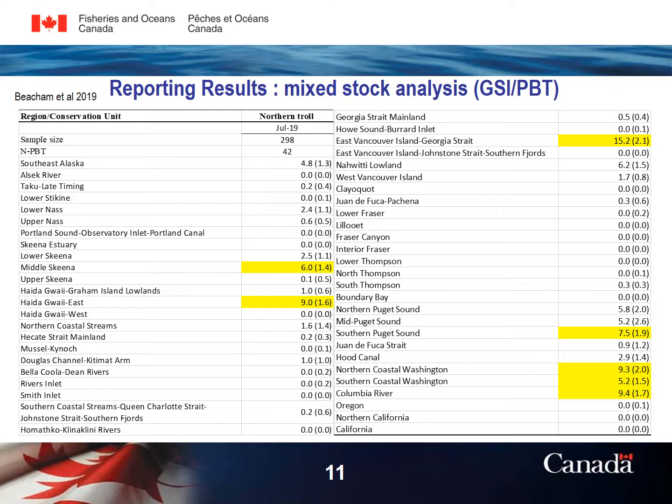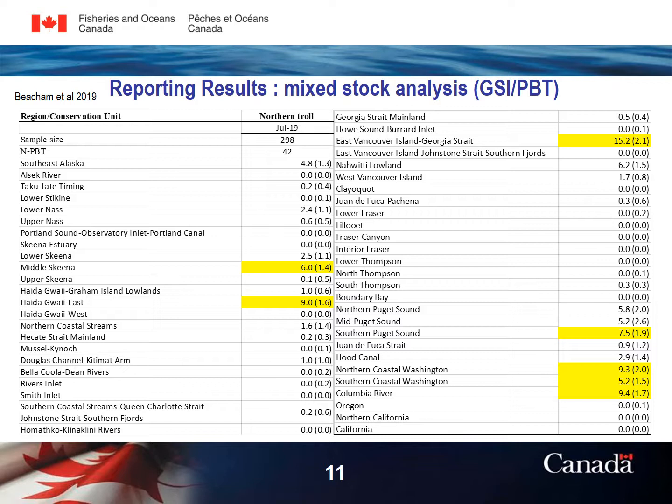This is an example of a northern troll fishery sample of coho catch from 2019. This is one way we report our results to managers, as a table of percent assignments by regional groups arranged from geographic north to south. Baseline coverage for coho consists of 51 reporting regions where we have samples of known populations from southeast Alaska to California. In Canada, these reporting regions are conservation units for coho under Canada's wild salmon policy.